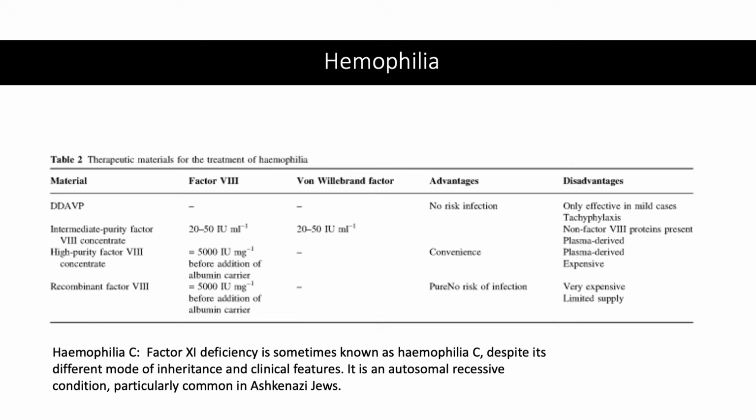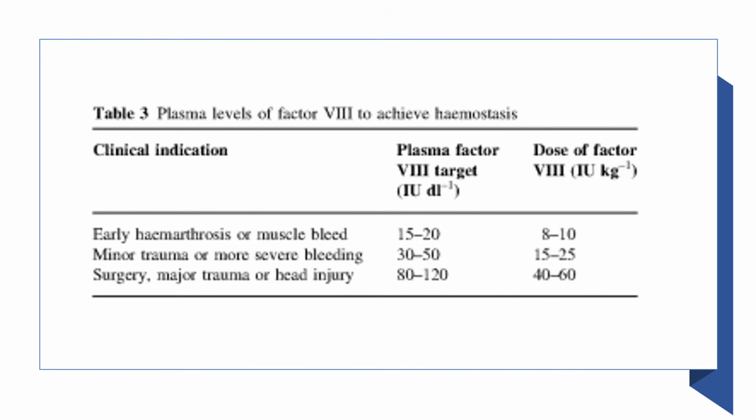So most important is the factor 8, which is very, very important, and you have to keep it at the level of 20 to 50 international units per ml to keep the coagulation normal. Plasma levels of factor 8 to achieve hemostasis: early hemostasis or muscle bleeding, 15 to 20. So the dose of factor 8 in international units per kg will be 8 to 10.